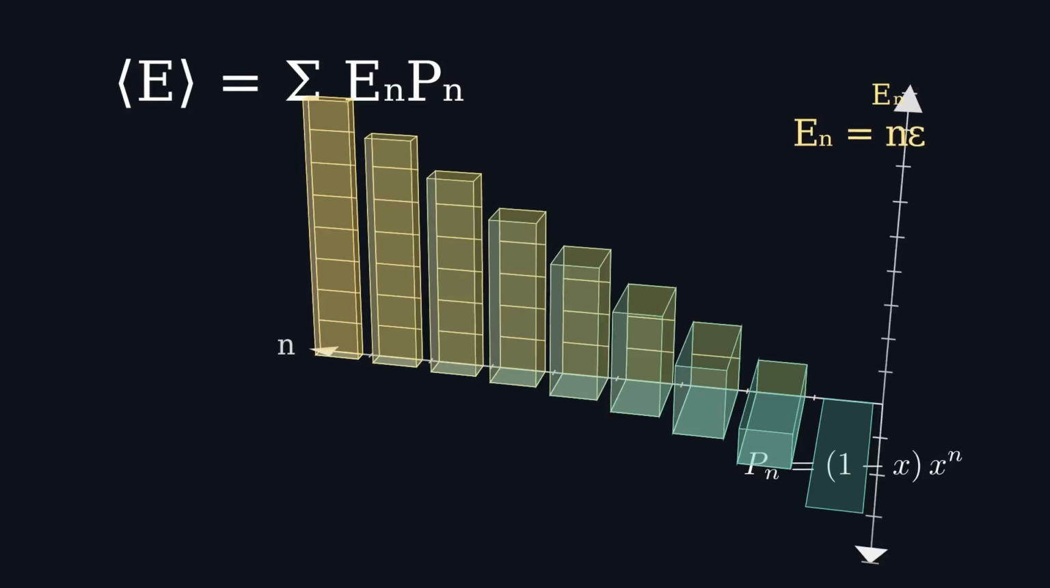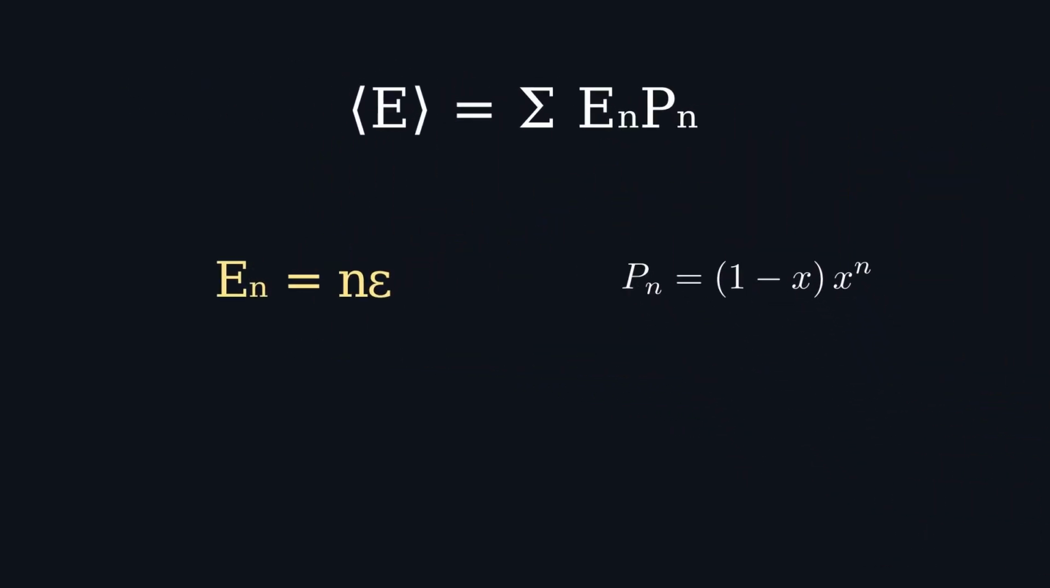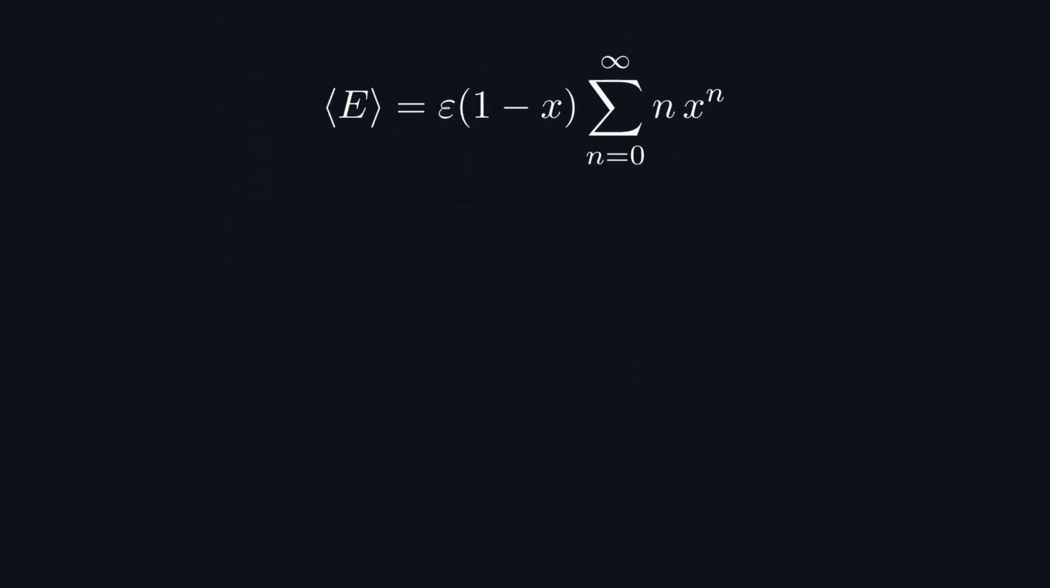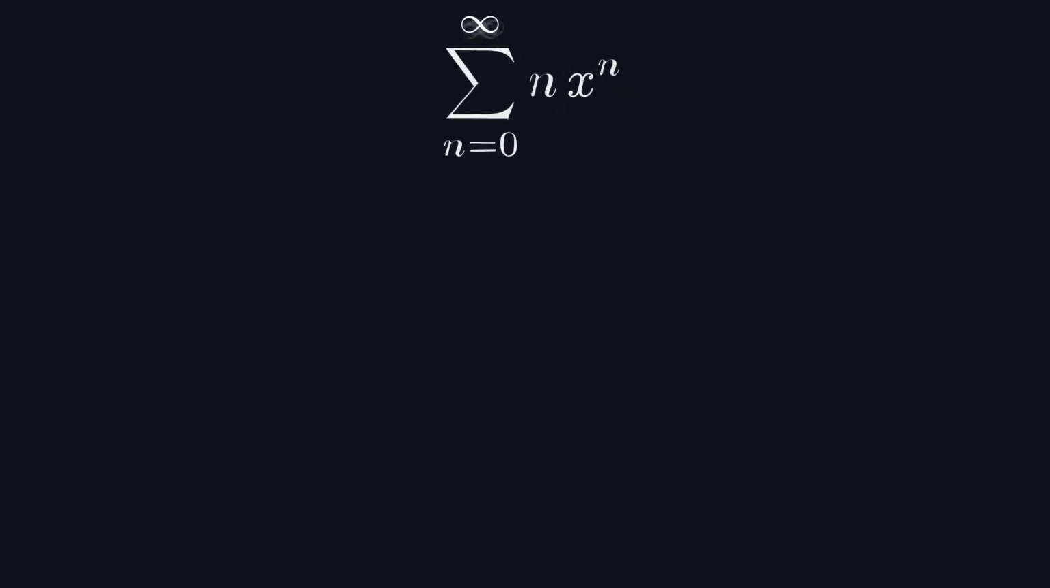Now we can combine this probability equation with the energy level equation to give us the average energy equation. We can refactor this equation to move most of it outside of the summing function. This gives us the sum to infinity of n times x to the power of n, which we can also solve as a geometric series.